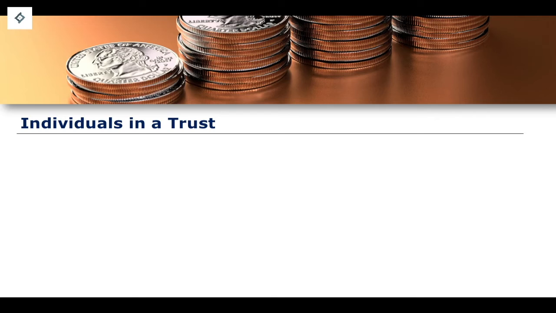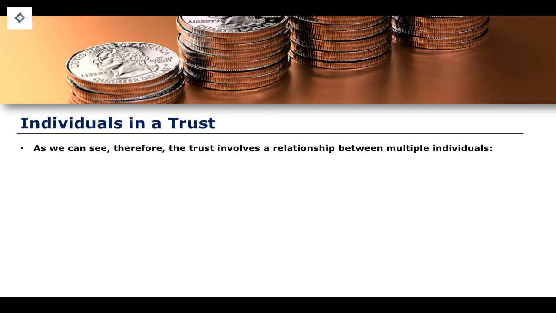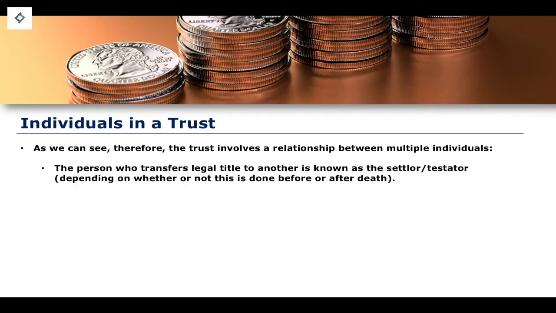And with that being said, let's think about who the individuals are within a trust relationship. There are multiple individuals. The person who is the original owner of the legal title, who is going to send that title to another individual, is known as the settlor or the testator. They are the settlor if they are creating the trust before they die. If this is a trust which is created after their death, if it is created post-mortem, for example, then they are known as the testator of that particular property.